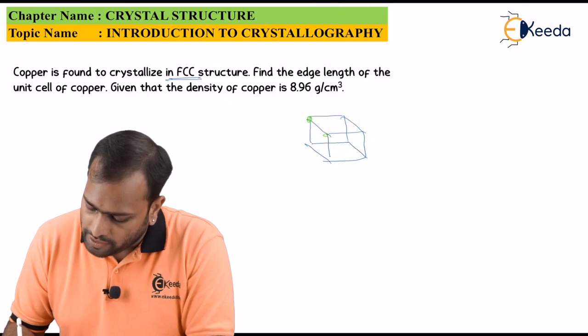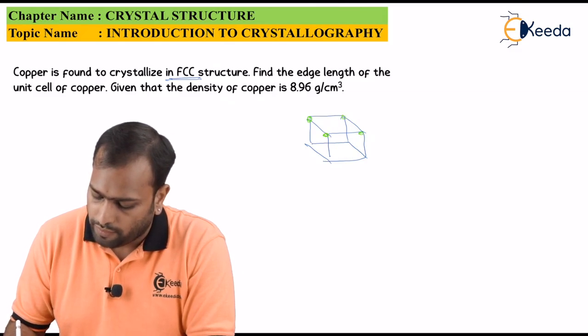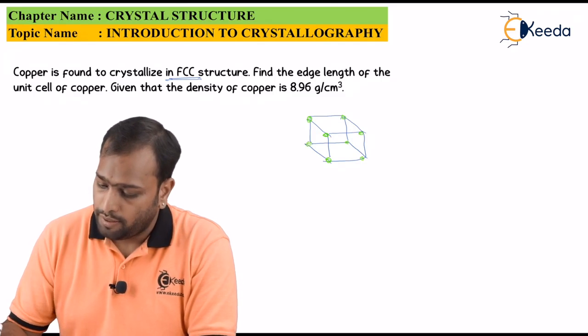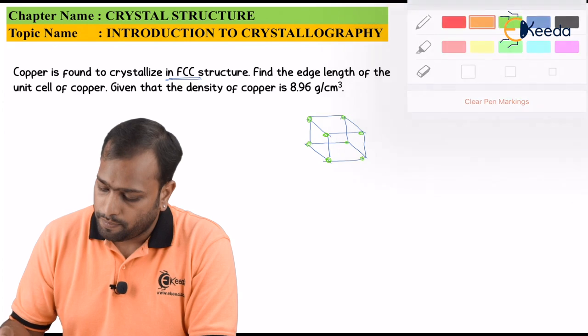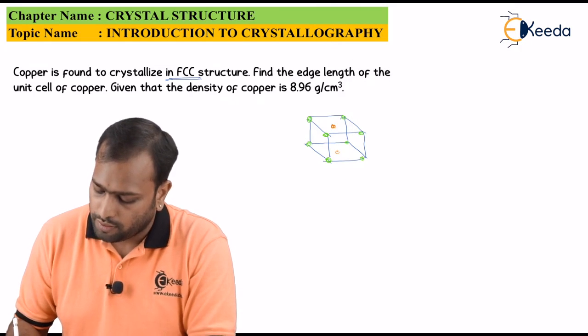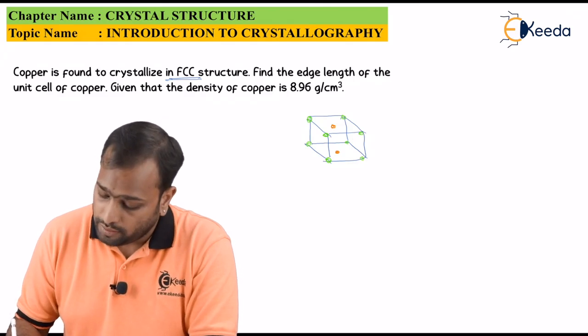eight atoms are placed on the vertices and 6 atoms are placed on the faces. Top face, bottom face, the side faces, the front and the back face.